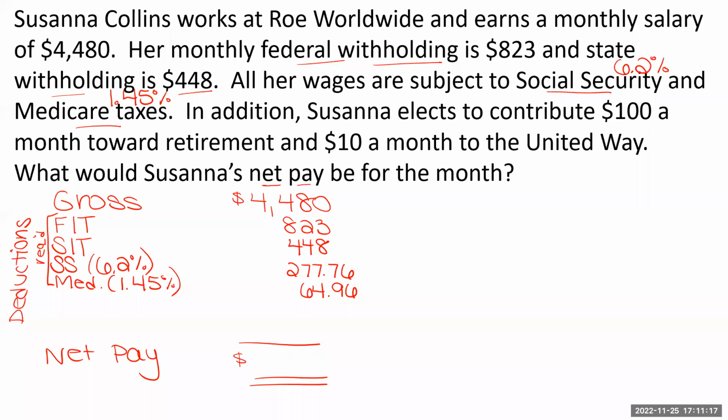Now let's see if she has any voluntary withholdings that she signed up for. She elects to contribute towards retirement. Way to be responsible. All right, retirement, $100 a month, and also some charitable giving. A lot of employers are offering that, where they can just take it right out of your paycheck and send it to the charity of your choice. So those are voluntary. So her net pay, after you subtract all of those, there you go.